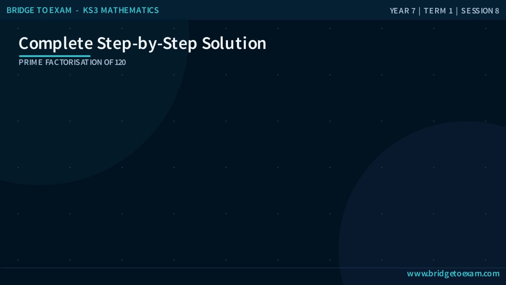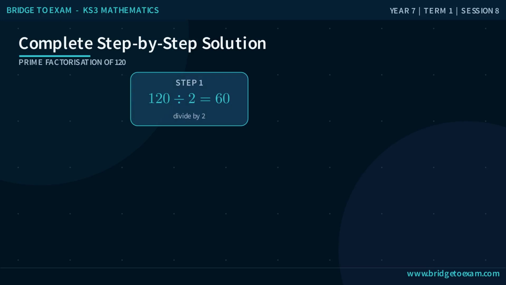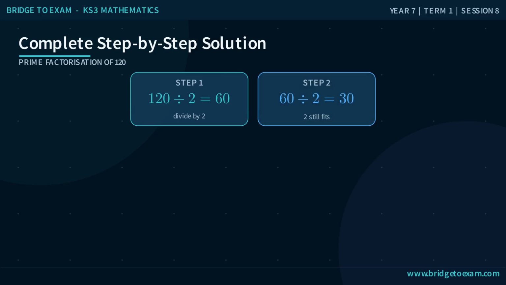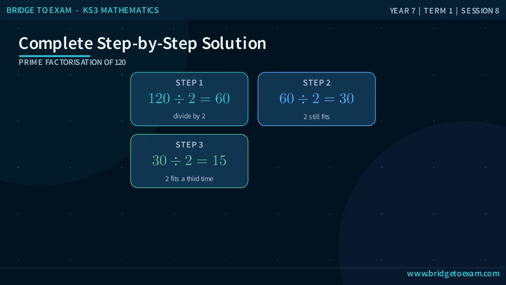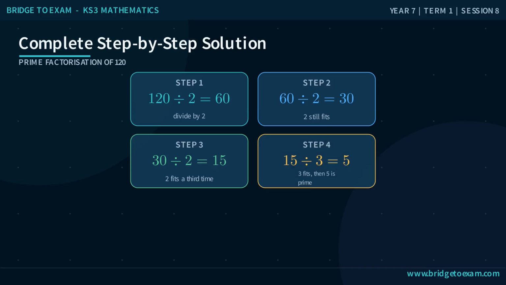Here is the complete method as one worked example. The prime factorization of 120. Step 1. Divide by 2. 120 divided by 2 is 60. Step 2. 2 still fits. 60 divided by 2 is 30. Step 3. 2 fits a third time. 30 divided by 2 is 15. Step 4. 2 no longer divides in, so move to 3. 15 divided by 3 is 5, and 5 is itself prime, so the process stops. Collecting every prime, 2, 2, 2, 3, 5, gives 120 equals 2 cubed times 3 times 5.